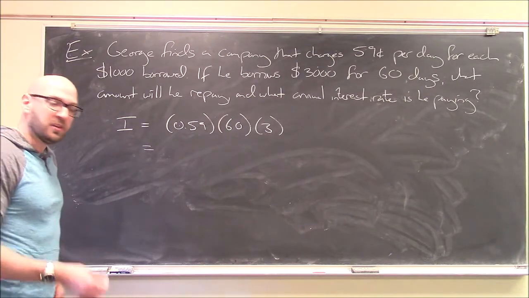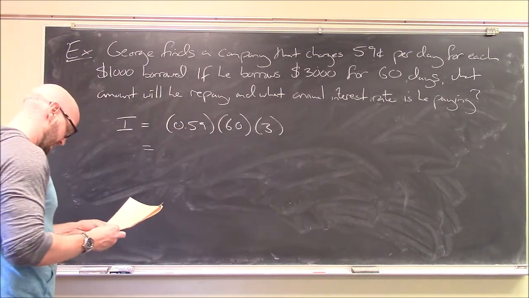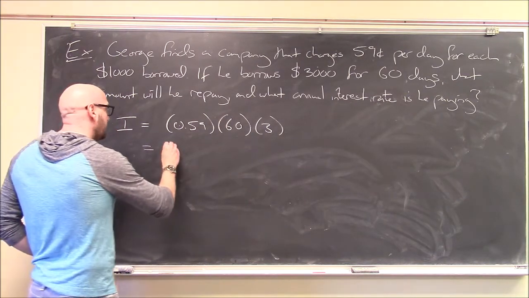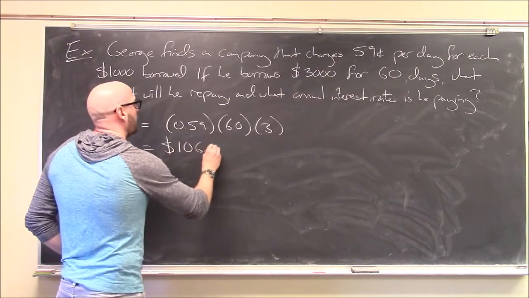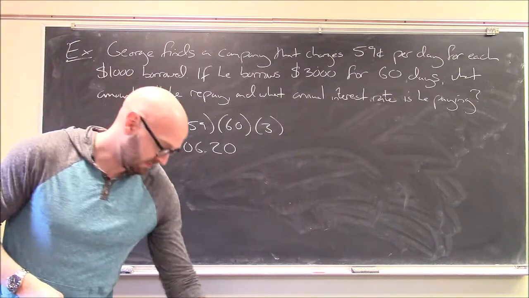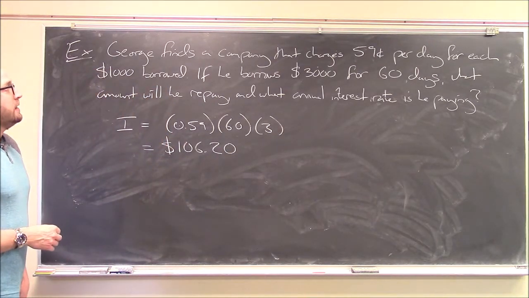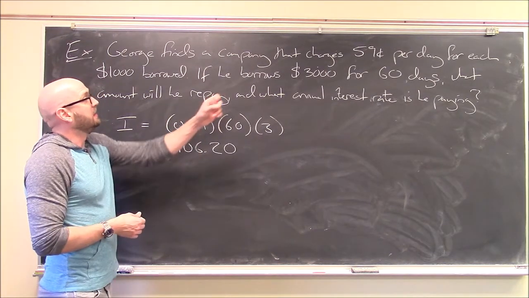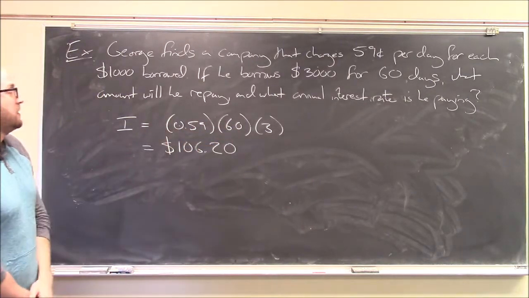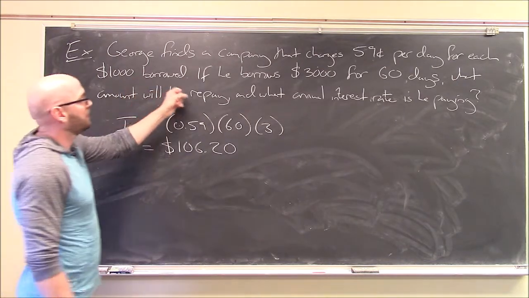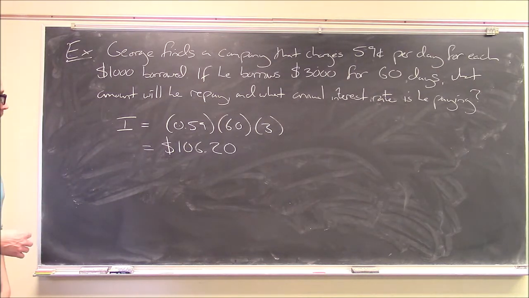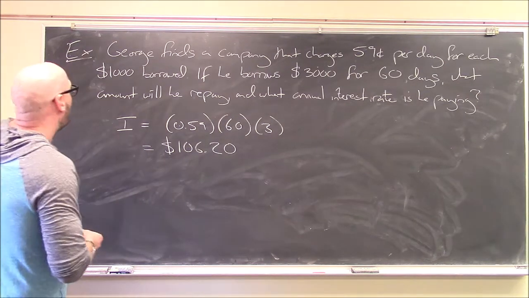The interest in this case, I plug this into a calculator. I have $106 and 20 cents, 106.2. All right, so once again, just to recap, the rate they're charging is 59 cents per day, so 59 cents per 60 days, because he borrows for 60 days total, and that's per $1,000 borrowed. He borrows $3,000, so we triple it. And this works out to, over the 60 days, he pays $106.20.